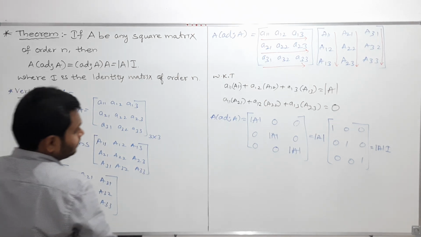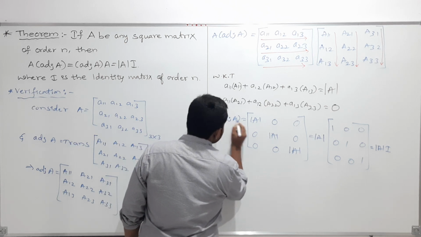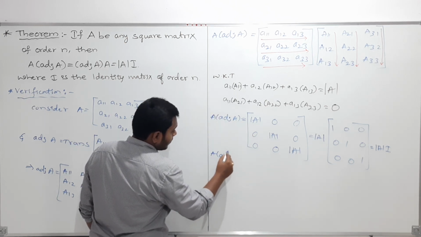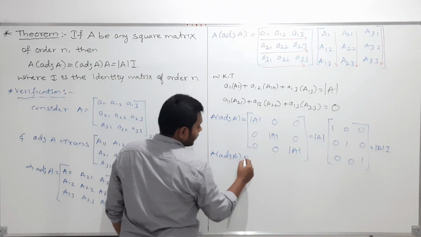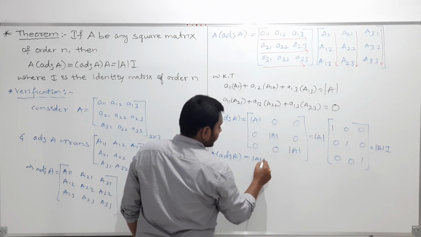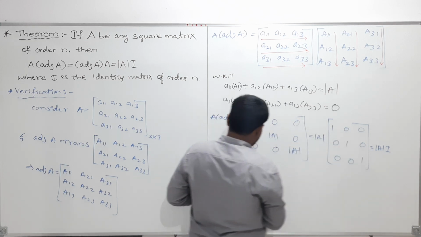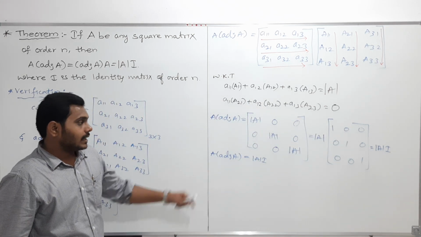Similarly, next, my dear students, this I will write clearly: A into adjoint of A is equal to determinant of A into I. So this value is equal to this value. Can I write? I can write like this.